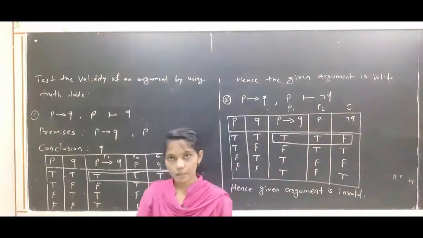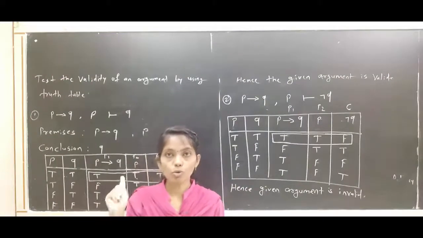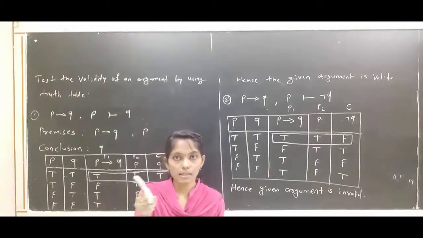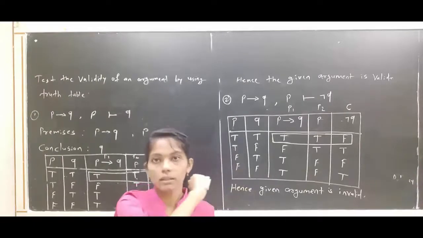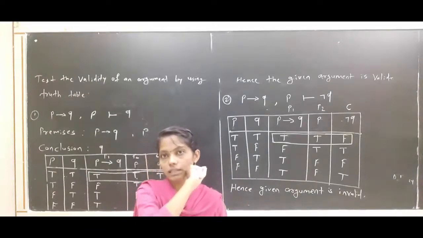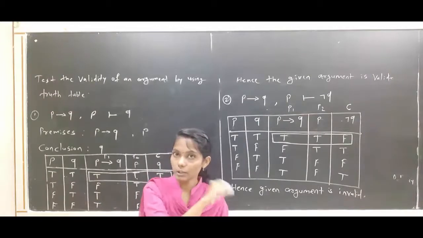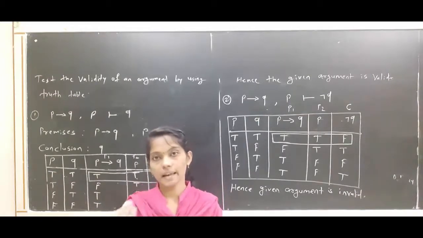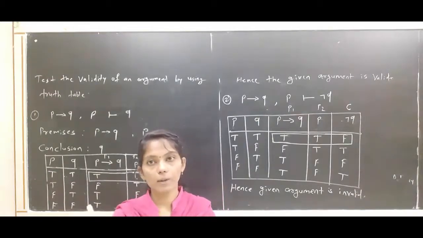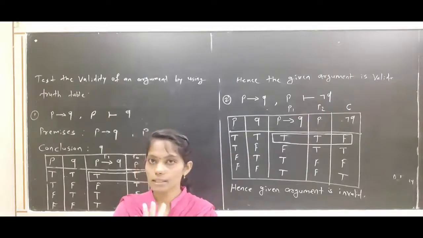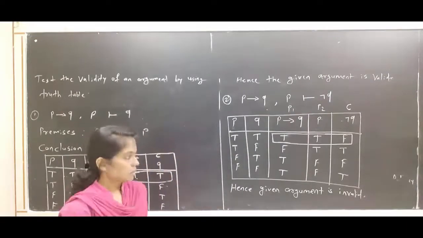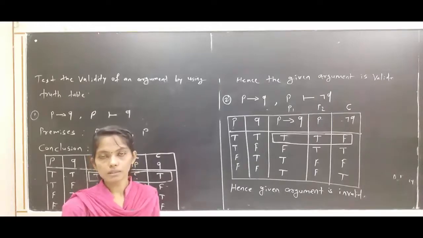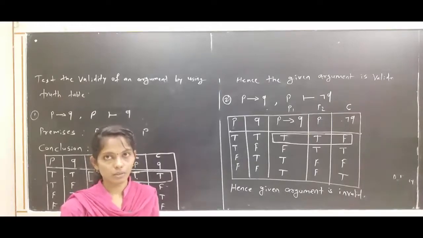Get it? How to check validity by using a truth table: check those rows where the premises are true and check that the corresponding conclusion in that row is again true. Then and only then we say that the given argument is valid. Otherwise it is invalid. Now next we see some rules of inference.